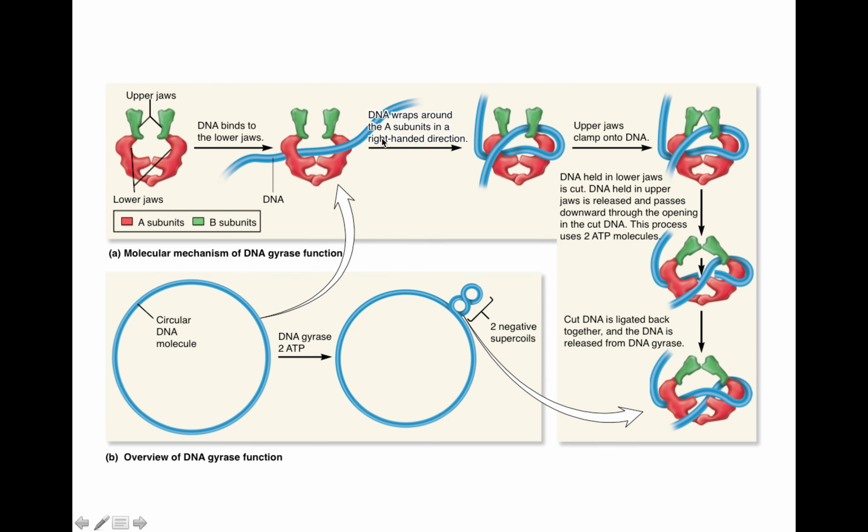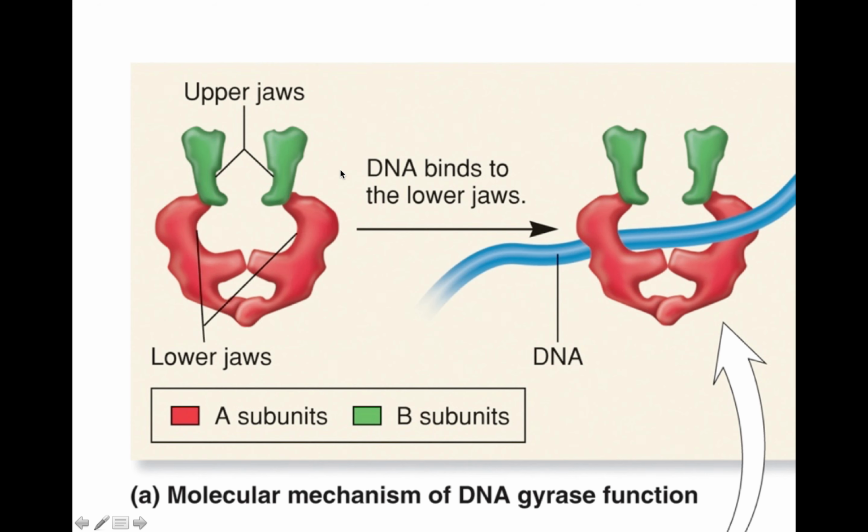This is the action of an enzyme known as gyrase. Gyrase is a topoisomerase. There are two types of topoisomerases. Topoisomerase 1 breaks one strand of the double helix, and topoisomerase 2 breaks both strands of the double helix. So gyrase is a topoisomerase 2 because it breaks both strands of the double helix. We're going to look at each of these panels individually.